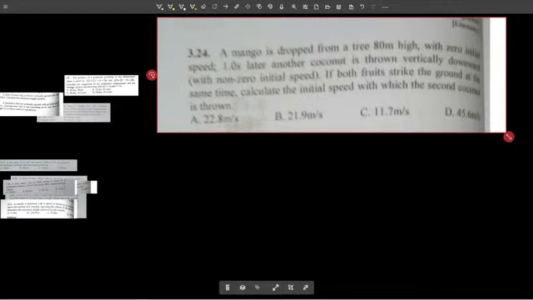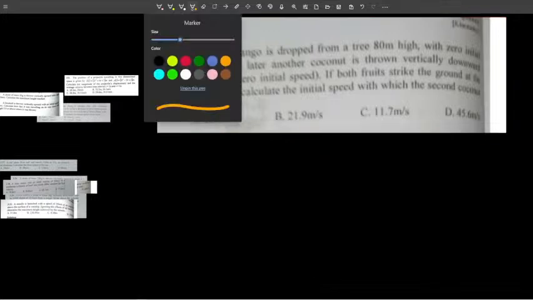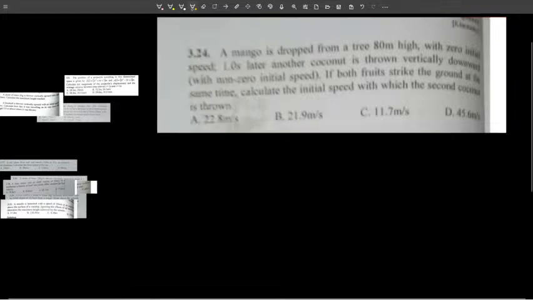It says that a mango is dropped from a tree 80-meter high with a zero initial speed. Okay, so let's write out the values we have. First, the mango is dropped from a tree, and the tree is 80-meter high. That's in the y direction, so that means that y is equal to 80 meter, with a zero initial speed.